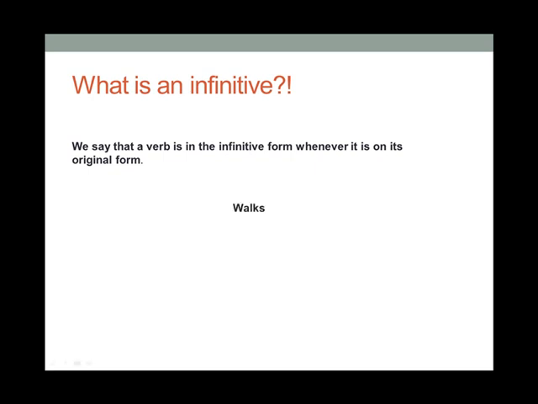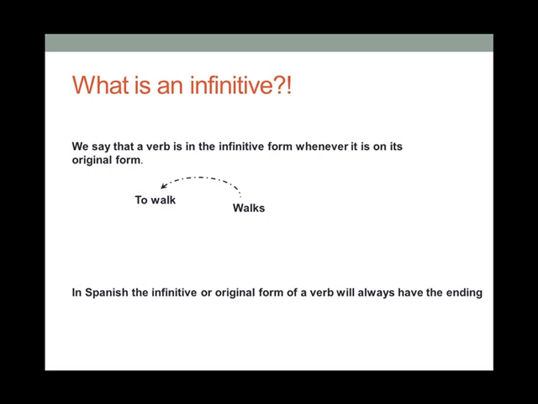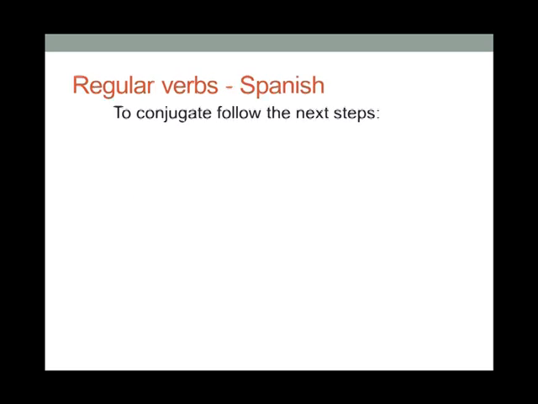So for example, if I say walks, I am already conjugating the verb to reflect that either he or she is walking. The original form of walks would be to walk. That is actually the infinitive of the verb in English. Well, in Spanish, the infinitive or original form of a verb will always have the ending AR, ER, or IR. So for example, amar, comer, and vivir. To love, to eat, to live. They're all infinitives.